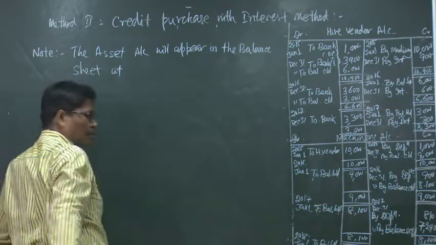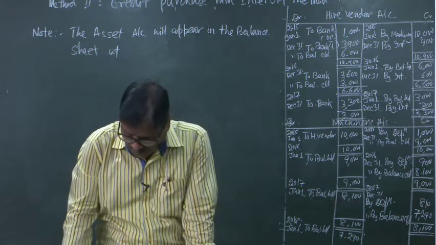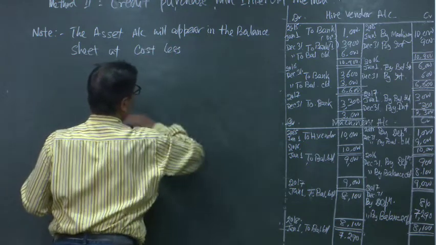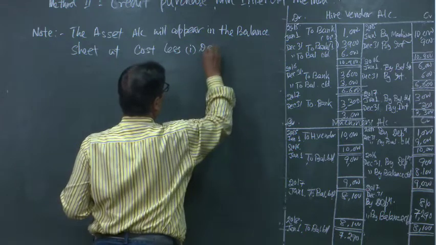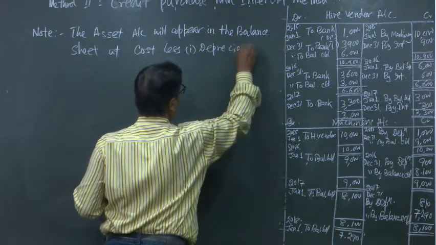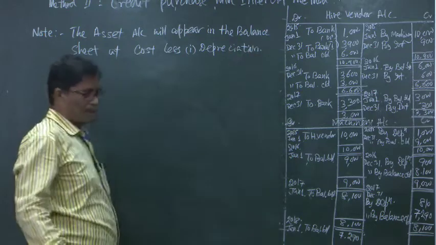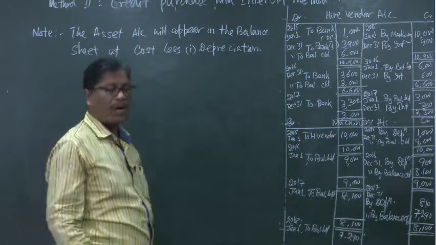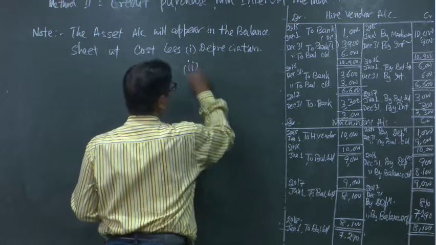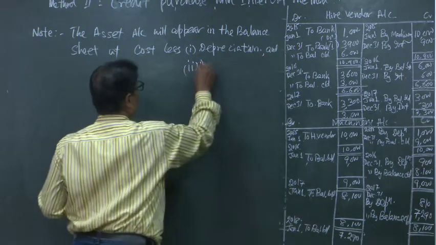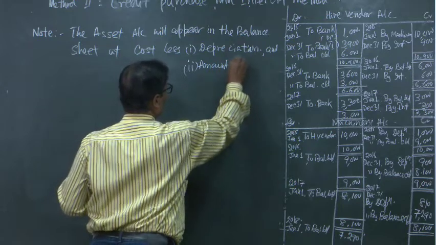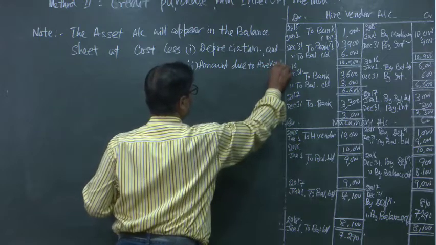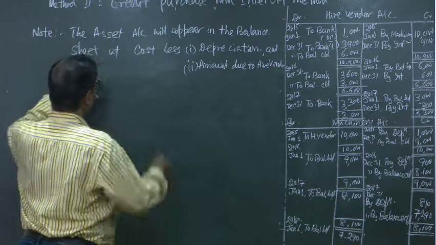at cost less depreciation so far, and amount due to the hire vendor. It will be better to tell it cost or book value.